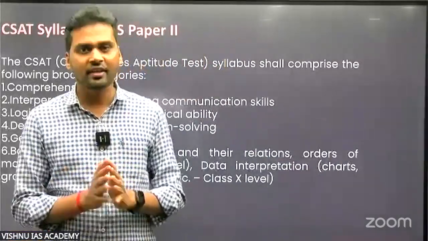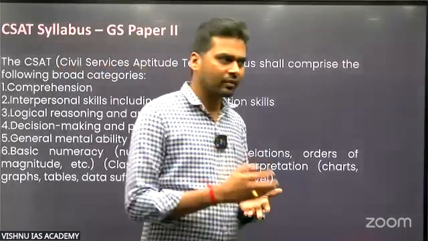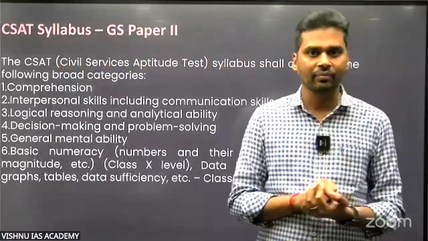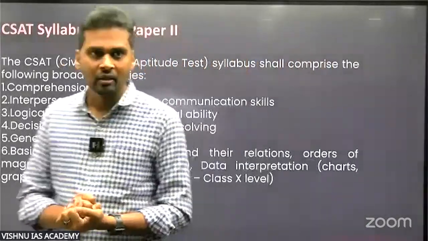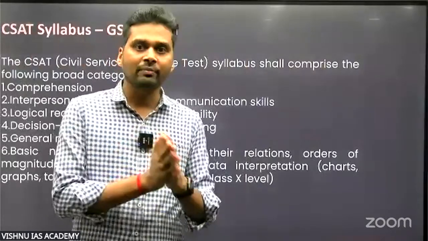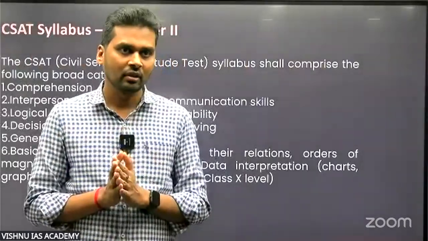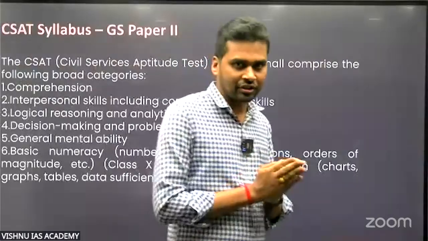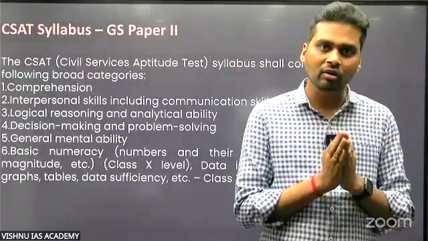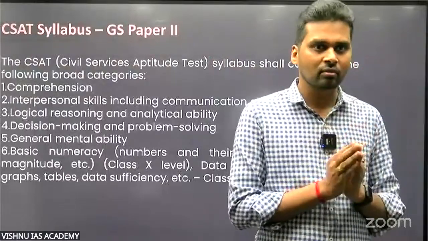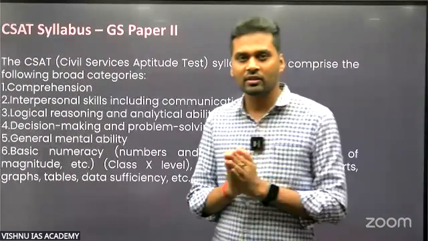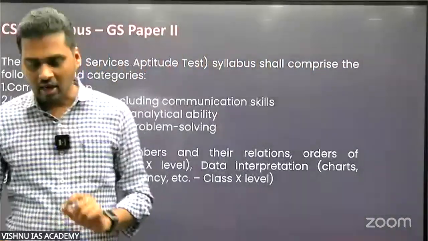There is a reason actually. CSAT only tests your analytical ability, how you think. Speed is important, but not that much. You have a total of 80 questions, 200 marks. Even though it is 200 marks, we only need to qualify, right? So qualifying marks means 66.